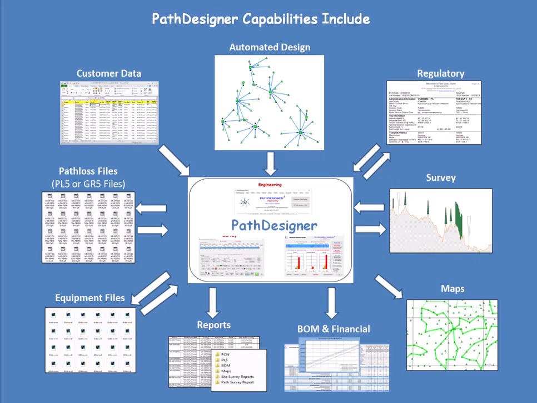PathDesigner's capabilities include, but are not limited to, importing customer data in many formats, talking to PathLoss in terms of exchanging data between PathLoss 5 link files and GR5 map files. The GR5 map files can also be created from scratch by PathDesigner. PathDesigner also reads and creates equipment files in the format of PathLoss and other formats.